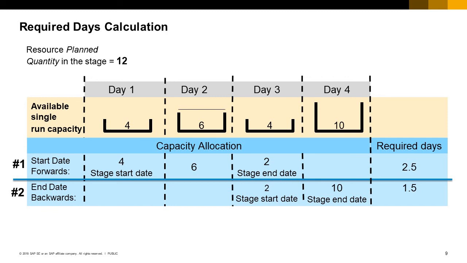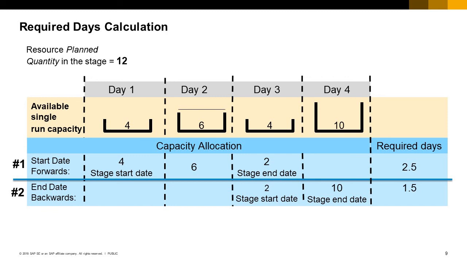To allocate 12 resource units, the system consumes the entire 4 units from day 1, then another 6 from the day 2, and lastly, another 2 of the 4 units available on day 3. This also means that it takes 2 full days of the resource available time plus 2 out of 4 resource units, which equals half a resource day. Therefore the required days equals 2.5 days.